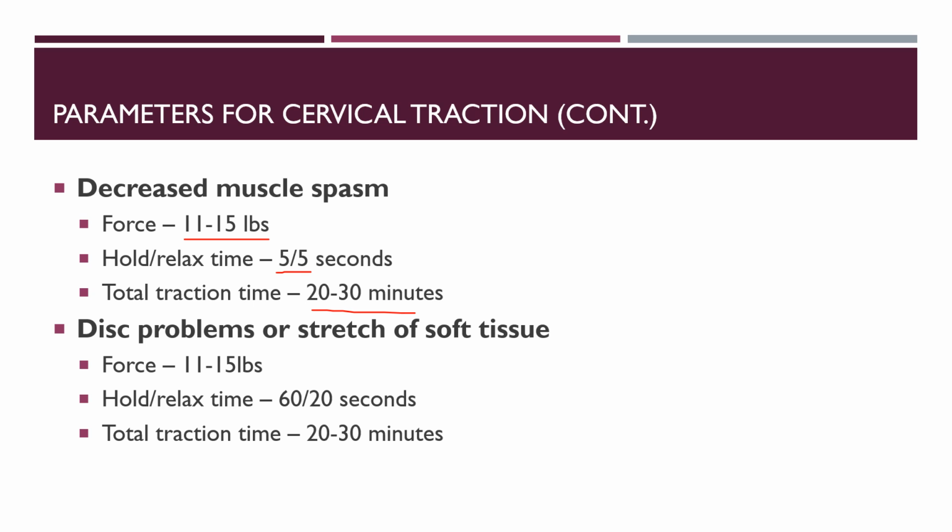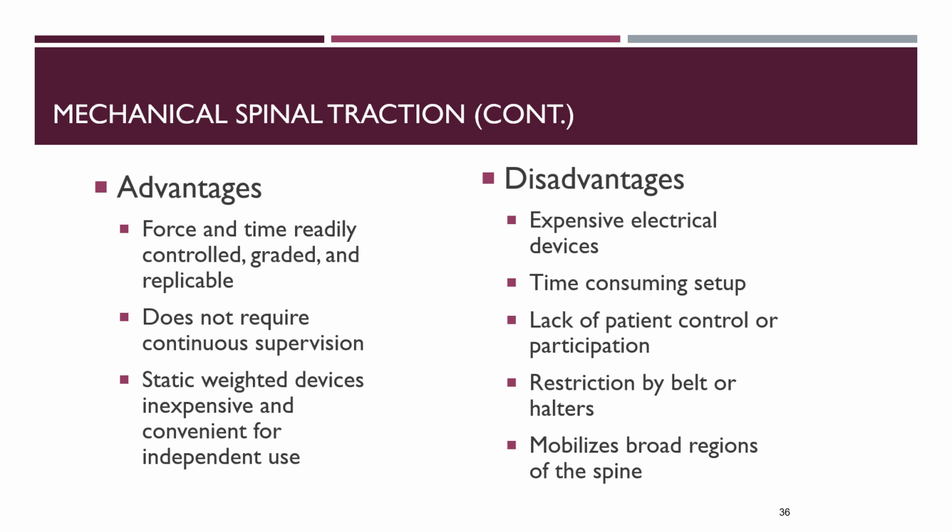For our disc issues or a stretch of soft tissue, again, same force, 11 to 15 pounds, which is similar to what you'd see in the lumbar spine, 25% of the body weight. Now we're not using body weight so much, we're just using a poundage number. And again, for the hold relax time for a disc issue or a soft tissue stretch, we're still using 60 on, 20 off, okay? So find some patterns in those parameters to help you really learn those.